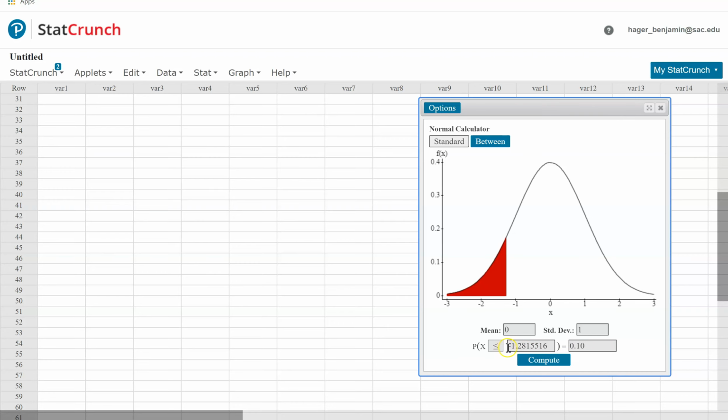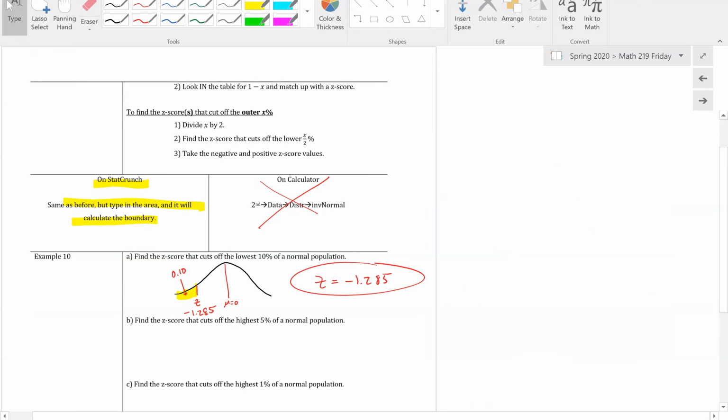They say it's negative 1.282. I said negative 1.285, they say it's negative 1.282. That's okay. So z equals negative 1.282 according to StatCrunch. Again, StatCrunch is more accurate than those z-tables, but the z-tables do a pretty darn good job.